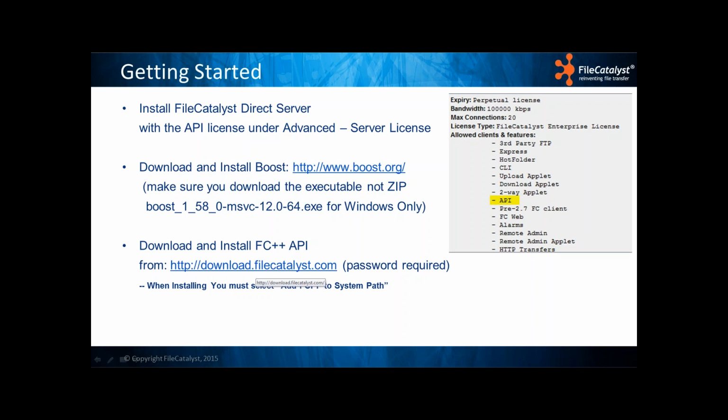The download site is password protected. You'll have to contact your FileCatalyst representative to get the password. And this comes in the form of an executable installer. And once you're running the installer, I made a quick note here that when you're presented with the option to add FCPP to system path, you must click that.